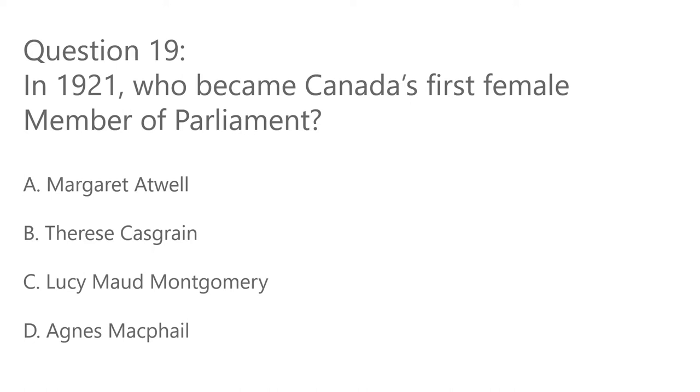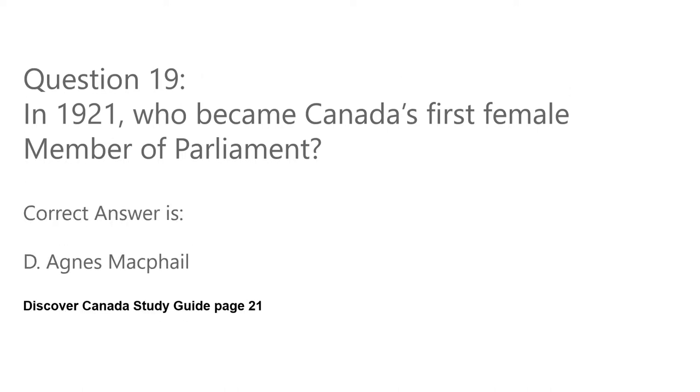Question 19. In 1921, who became Canada's first female member of Parliament? A. Margaret Atwood. B. Thérèse Casgrain. C. Lucy Maud Montgomery. D. Agnes Macphail. Correct answer is D. Agnes Macphail.